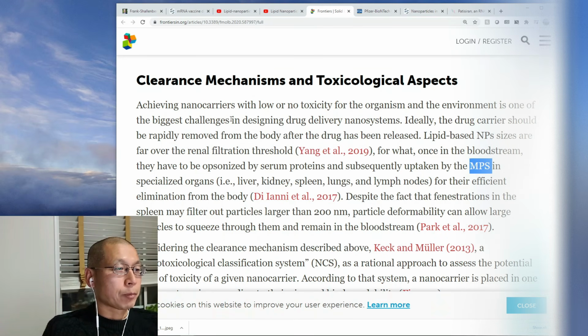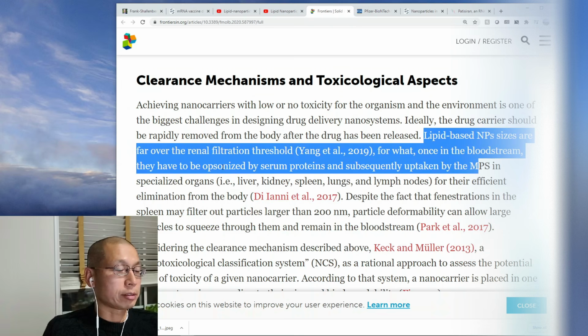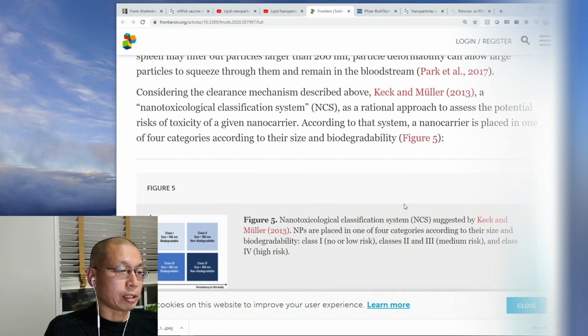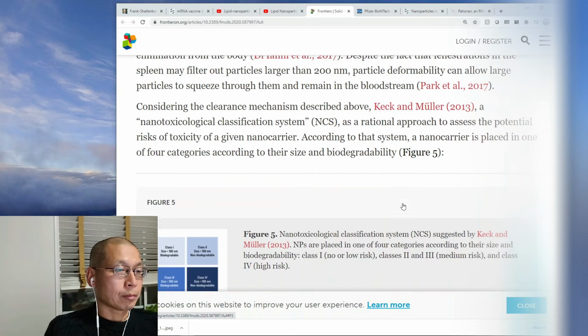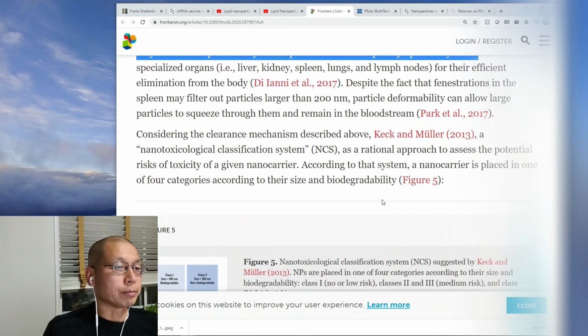And then in terms of clearance, these things are not cleared by the kidney, so they're too big to go through the renal filtration threshold, and so they have to be broken down intracellularly and eliminated. And then the components have to be broken down, and then they can be excreted.